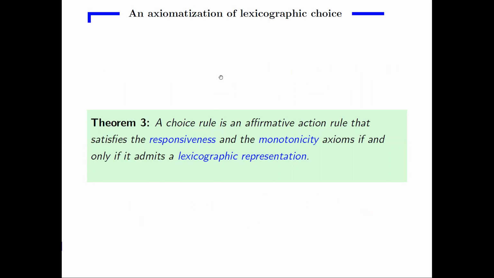So a choice rule is an affirmative action rule that satisfies the responsiveness and monotonicity axioms if and only if it admits a lexicographic representation. And the interesting thing is that this part, as a choice theorist, this is something that typically does not happen. This representation is unique. So when it comes to identification, it gives a crystal clear picture.